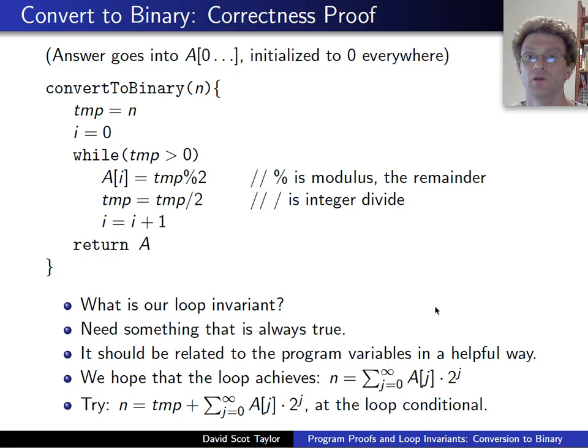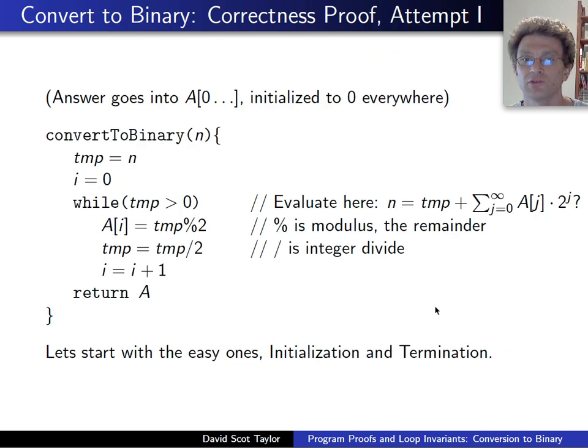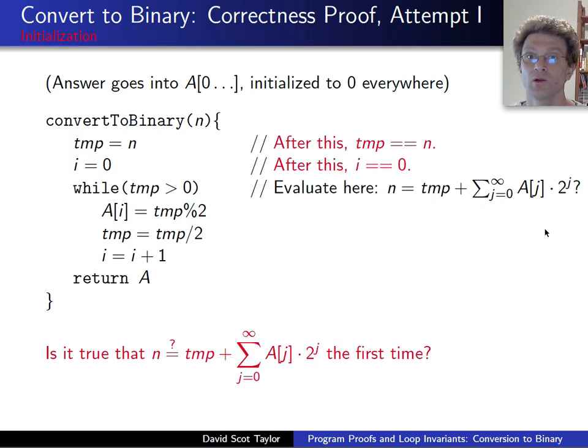Okay? So what do we say? Well, loop invariant, we need to do initialization, termination, and maintenance. Let's start with the easy ones, initialization. So let's evaluate the loop right here. Is it true that this statement's true the very first time we get to that loop conditional? Well, that's fine. Obviously, after this first statement here, we expect temp to have a value equal to n.